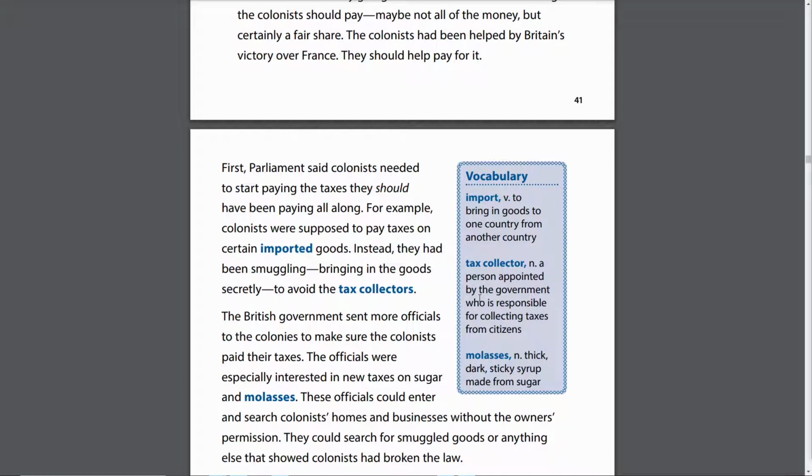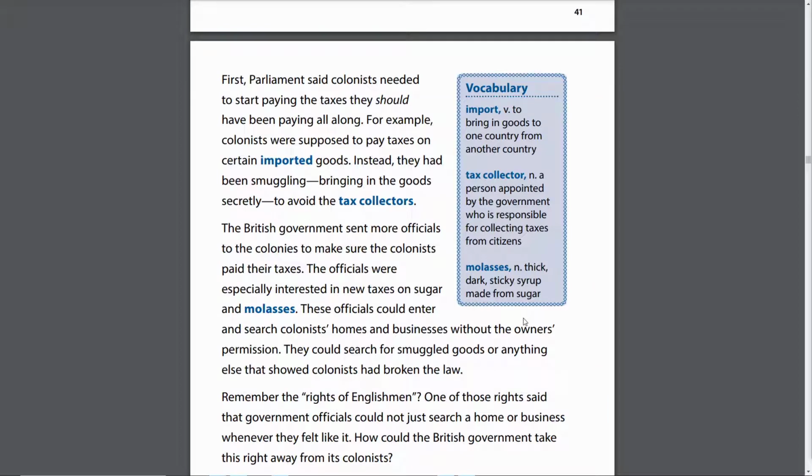And a tax collector is a person appointed by the government who is responsible for collecting taxes from citizens. The British government sent more officials to the colonies to make sure the colonists paid their taxes. The officials were especially interested in new taxes on sugar and molasses. Molasses is a thick, dark, sticky syrup made from sugar. Molasses is sometimes used as syrup, like for pancakes. So maybe some of you have had that.